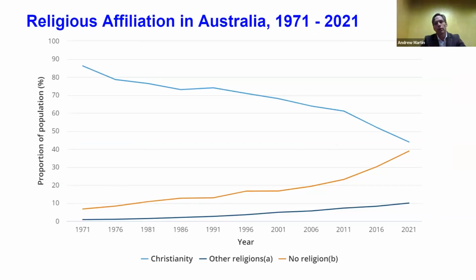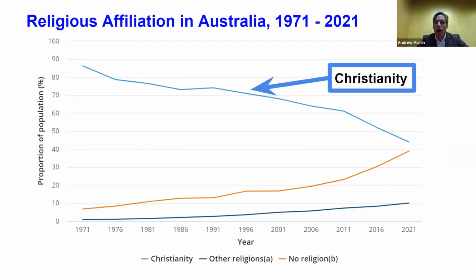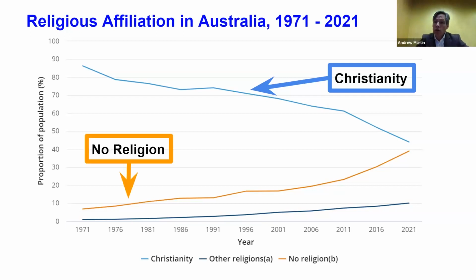So see this graph here. On the left-hand axis, you've got the proportion of the population. Across the bottom, you've got the time over the last 50 years, from 1971, from the census that was taken then, to today, 2021. The blue line represents Christianity. Can you see how Christianity over that 50-year period has been going down from nearly 90% of the population to today between 40 and 50% of the population?